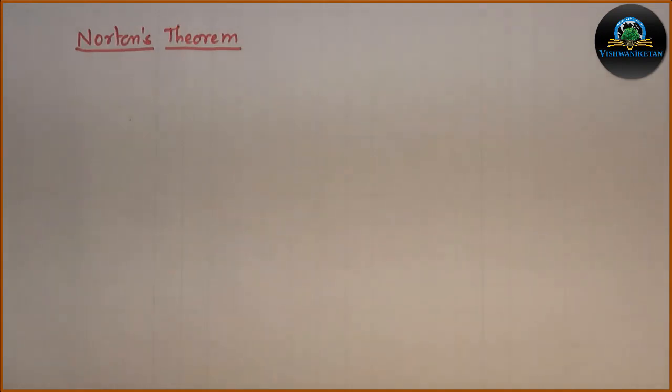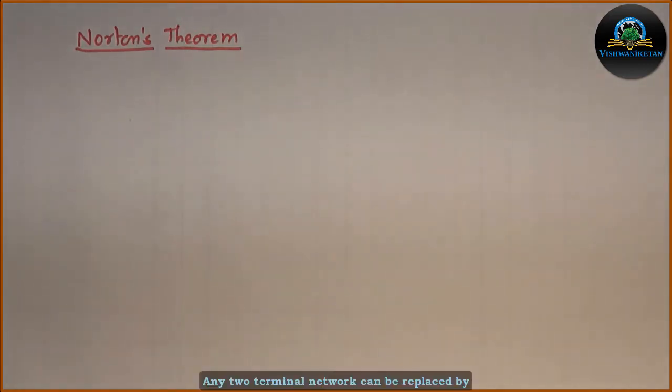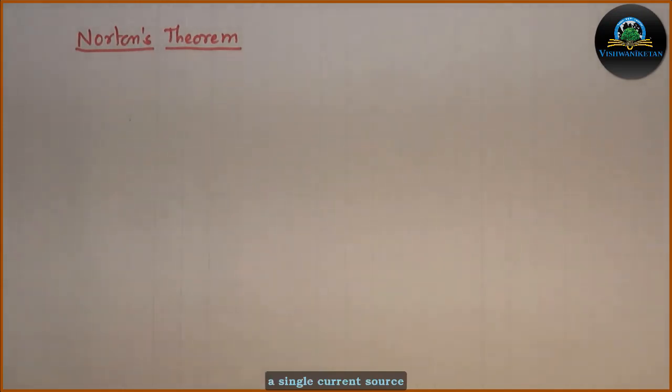Today we will study the concept of Norton's theorem. It is the theorem or technique used for circuit analysis. Norton's theorem is converse of Thevenin's theorem. According to this theorem, any two-terminal network can be replaced by a single current source of magnitude In, which is called as Norton current, in parallel with a single resistance Rn called as Norton resistance.